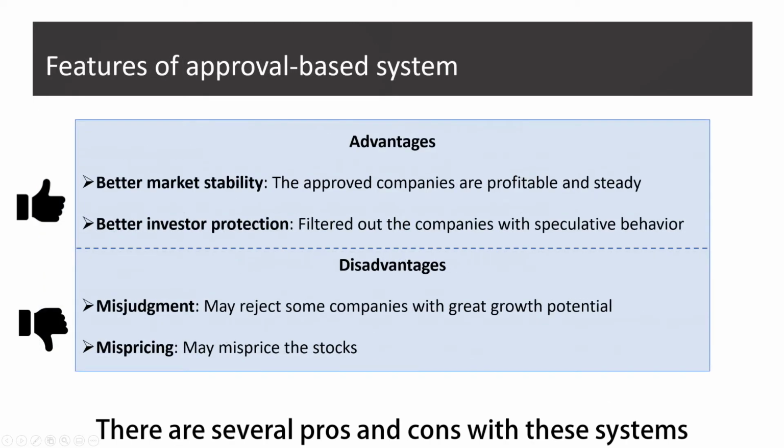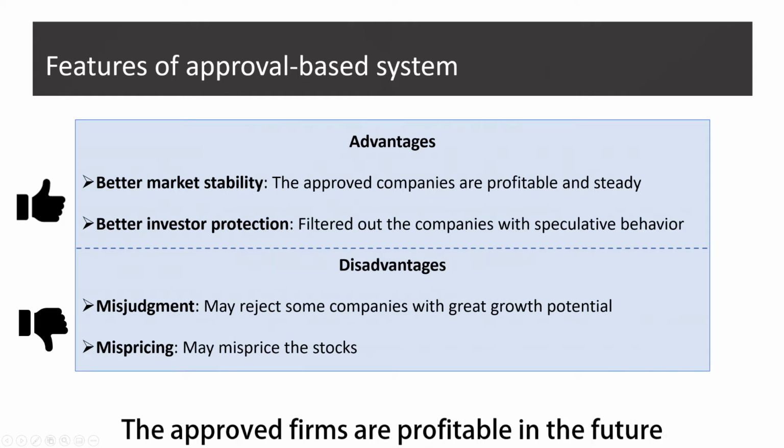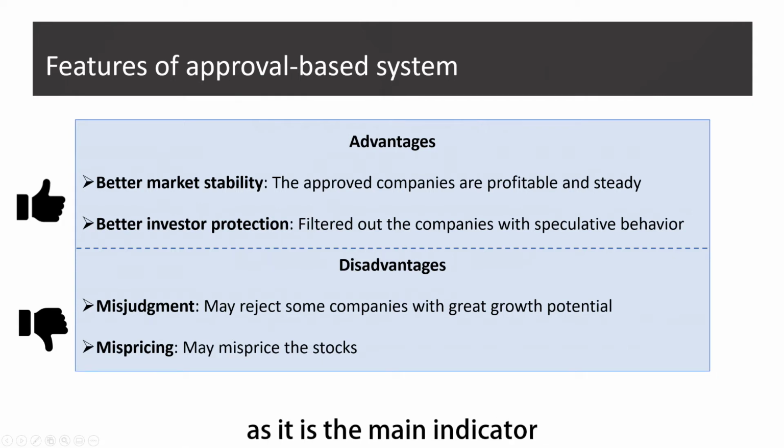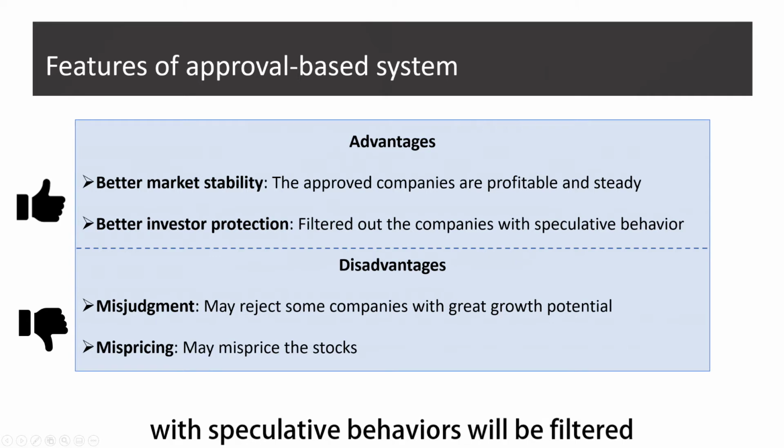There are several pros and cons with these systems. Let's talk about the advantages of the approval-based system first. The approved firms are profitable in the future, as it is the main indicator for the government to filter the firms. Second, it has better investor protection, as the firms with speculative behaviors will be filtered.